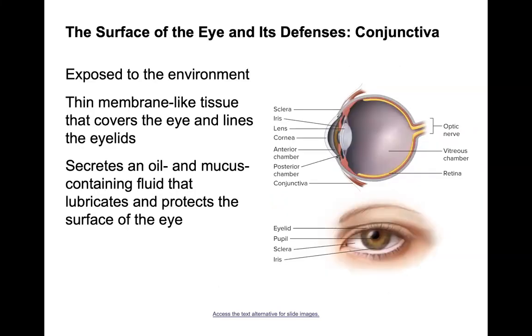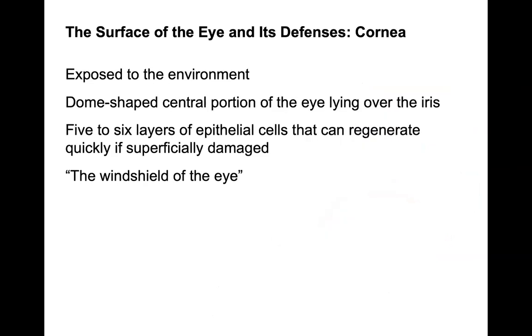Okay, so now we're going to shift gears a little bit, and we'll talk about infections of the eye. So the surface of the eye and its defenses, you have the conjunctiva. It's exposed to the environment. It's a thin membrane-like tissue that covers the eye and lines the eyelids. It secretes an oil and mucus-containing fluid that lubricates and protects the surface of the eye. The cornea is also exposed to the environment. You have a dome-shaped central portion of the eye lying over the iris. It has 5 to 6 layers of epithelial cells that can regenerate quickly if superficially damaged. This is essentially the windshield of the eye.